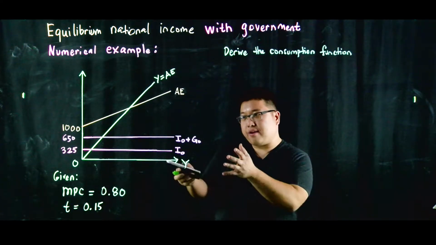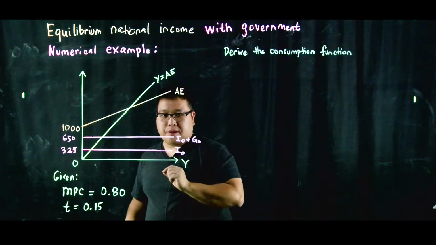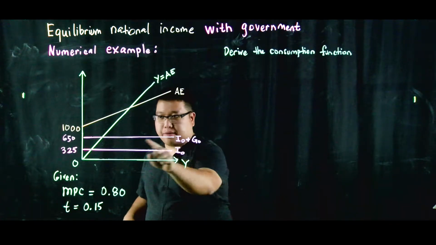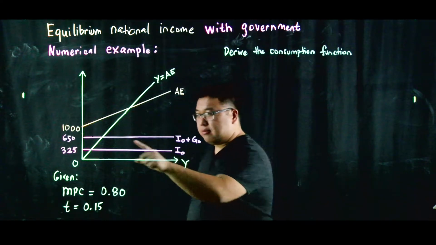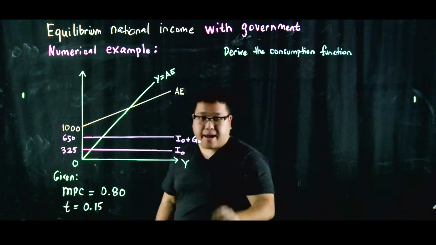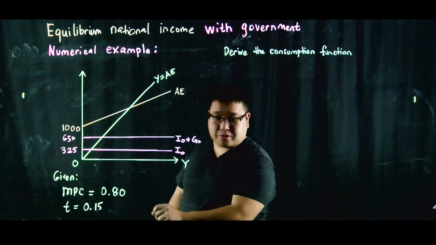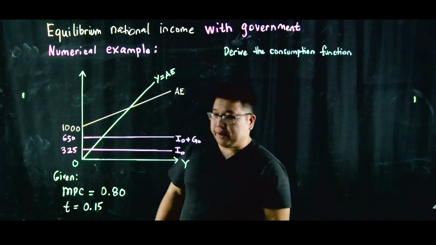What we have here is a graph with the aggregate expenditure function. We also have the autonomous investment and government spending right here, it's 650. And we also have our autonomous investment right here, it's 325. There's also other information. We know that the marginal propensity to consume is 0.8 and the net tax rate is 0.15.